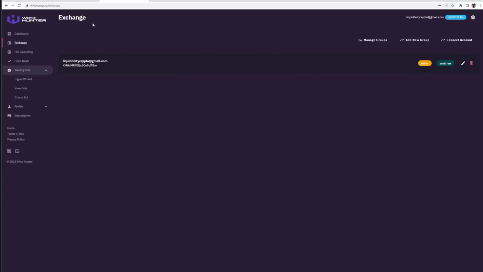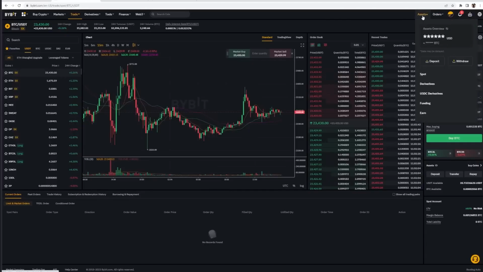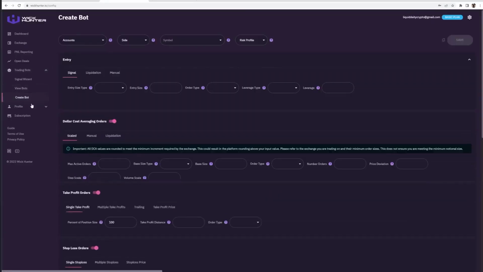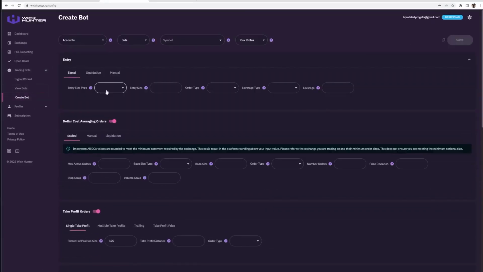So once your exchange is hooked up to Wickhunter and you've deposited some USDT in your derivatives account of Bybit, you can create a bot simply by clicking the create bot function. The entry size type, there's two here. One is percent and one is dollars. So if you want a fixed amount, if you just want to put in $20, $20, $20 and never compound that, you just want to click the dollar. If you want to compound your interest and devote a specific amount of your account into this specific bot, then you're going to want to click percentage.